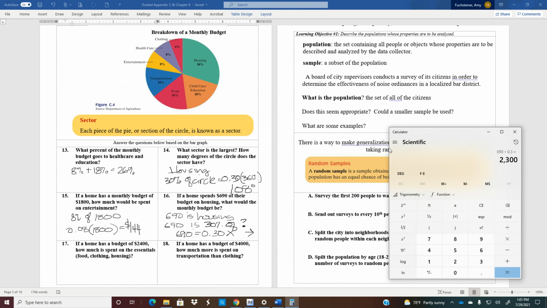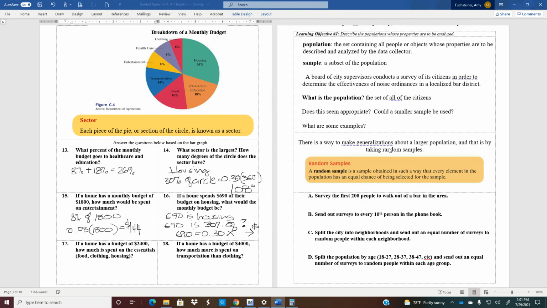All right, pull this over here. So 2,300 should be the budget. There we go. Oh, not 230. $2,300. There we go. All right.